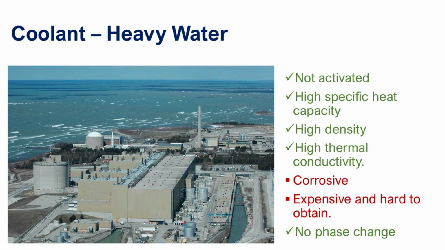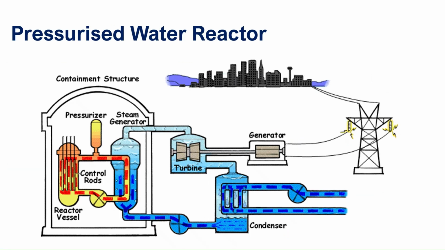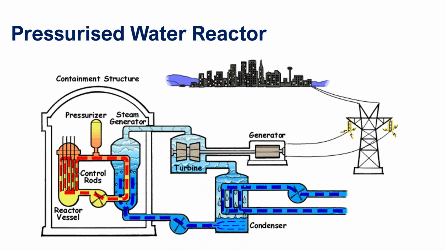Heavy water has also been used from the dawn of the nuclear age. The advantage of heavy water compared to light water or normal water is that heavy water containing deuterium is not activated as much as standard water. It has the same high specific heat capacity, the same high density, and the same high thermal conductivity, and provided you keep it under pressure, there is no phase change. However, just like water, it is corrosive, and unlike water, it is expensive and hard to obtain. Pressurised water reactors make up the vast majority of the world's nuclear reactor fleet.